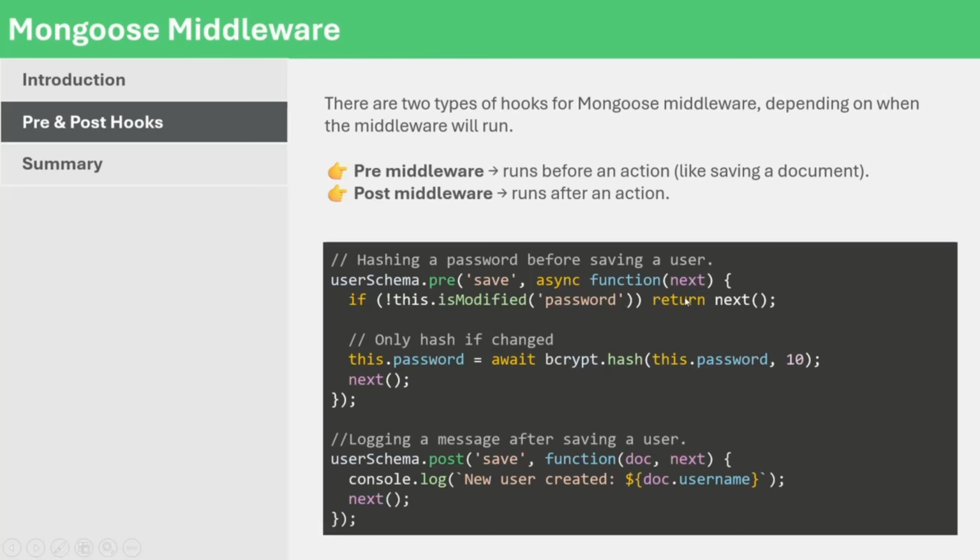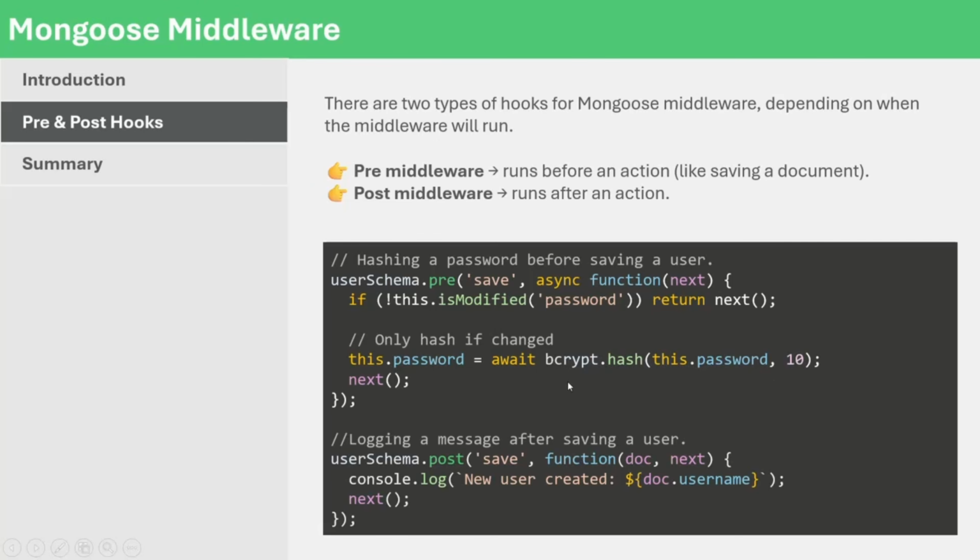Inside that function, I'm checking if the password is not modified. So here I'm saving a user document. In that user document, if the password is not modified, then call the next middleware in the stack. But if the password is modified, then before saving it in the database, first hash it and then call the next middleware. So here, before calling the next middleware, which might have the logic of saving the document in the collection, we are hashing the password. So this logic will execute before the document is actually saved in the database.